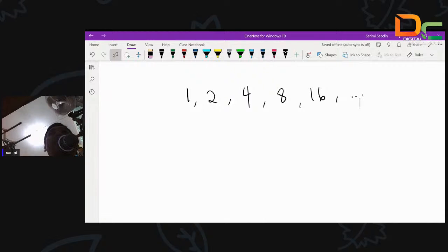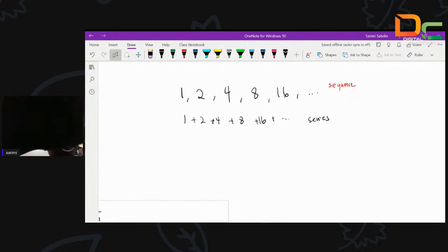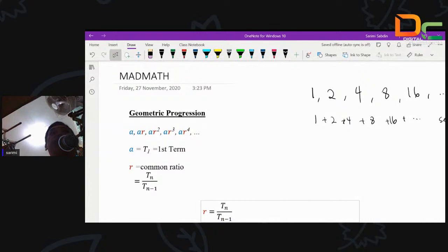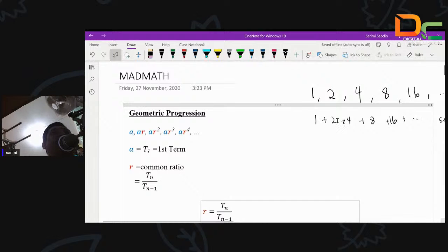Right, so when we write down the sequence in a comma form, we arrange it in a comma. So this is what we call a sequence. Just a little bit of introduction. And if we write down, for example, 1 plus 2 plus 4 plus 8 plus 16 and so on, this is what we call a series. Just a brief introduction about a sequence and series. So basically when the sequence is in a comma form, that is a progression or a sequence. But if we have it in an addition form, that is a series.